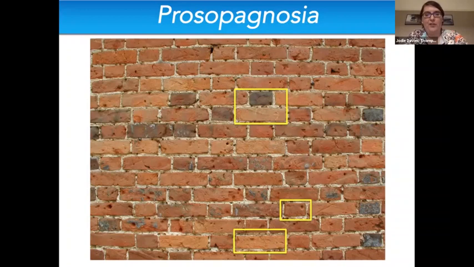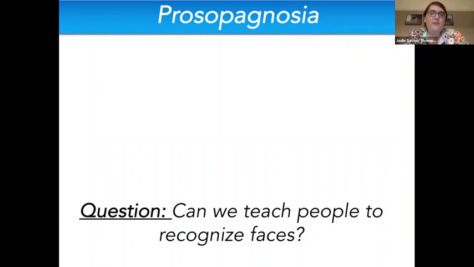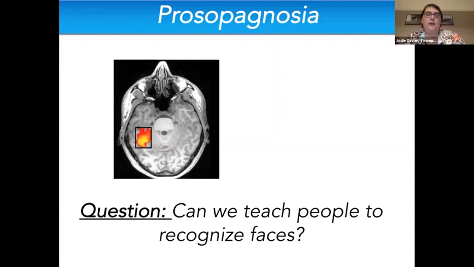So one of the questions we can ask is: is it possible to teach people to recognize faces, right? And the way that we can do this is with training paradigms. So there's an area in the brain called the fusiform face area. And some of you might have heard of this before. If you turn the brain upside down and you're looking at the bottom, that's called inferior temporal cortex. And the area just in the middle of the inferior temporal cortex in the right hemisphere, so just to confuse you, left is on the right, right is on the left, in the right hemisphere, we've got the fusiform face area.